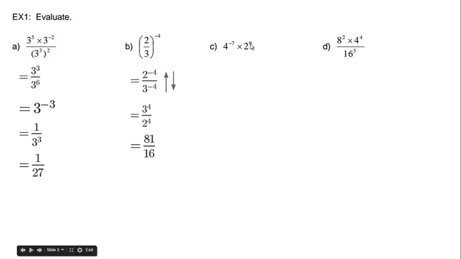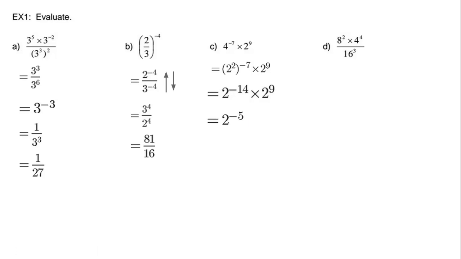Here you get a question where you kind of want to put the 4 and the 2 together, but they're not the same base. So we can make them the same base. And so you ask yourself, what would be the same base that would make them the same? If they're both powers of 2, we can write 4 as 2 to the 2. We can then use our exponent law, 2 to the negative 14. And we can put those together and get 2 to the negative 5.